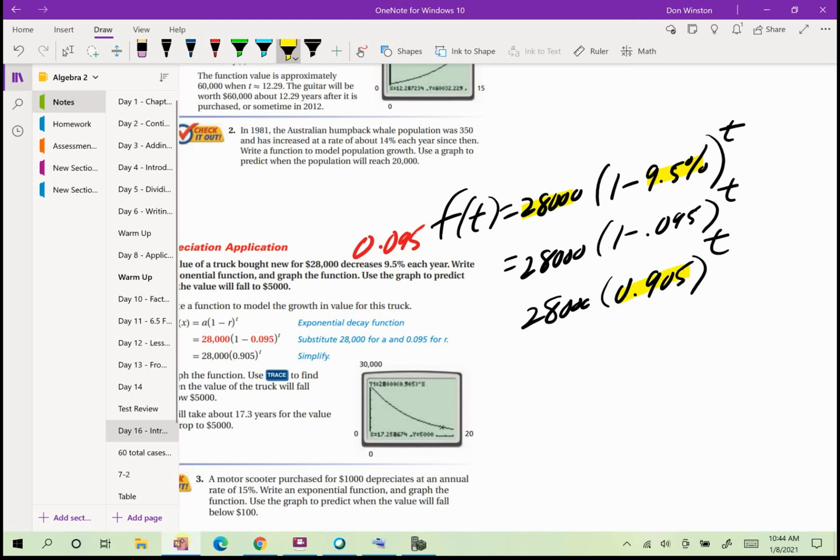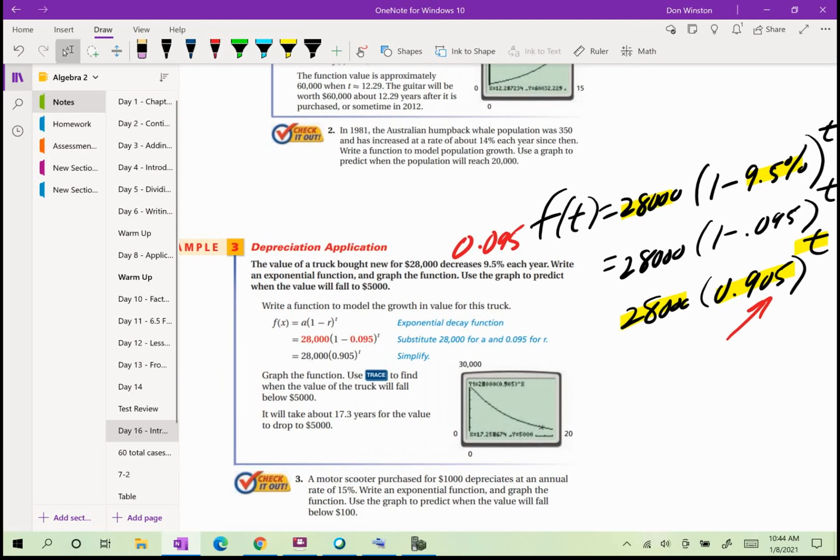So our equation is going to be 28,000, which is my initial amount, times my multiplier, 0.905 raised to the t. I guess one way you could look at it is: if the value of the truck is decreasing 9.5%, then each year it retains 90.5% of its value. Graph the function. And then it says, use the graph to predict when the value will fall to 5,000.